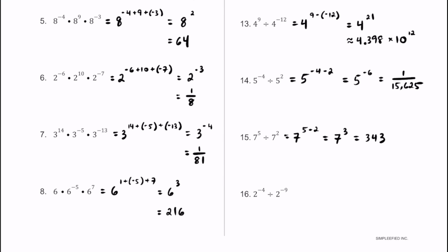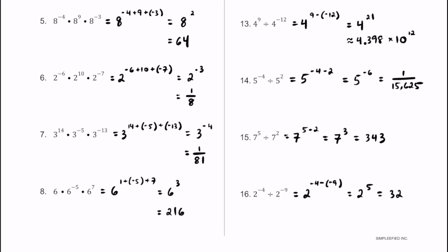Finally, for number 16, we have 2 to the negative 4th power divided by 2 to the negative 9th power. When we're dividing with same bases, we can subtract their exponents. So it's going to be 2 to the negative 4th power, but we're also going to take away this -9. We're going to subtract them. -4 take away -9 is just -4 plus 9. So that's going to be 2 to the 5th power. And that actually comes out pretty nice. That's going to equal 32.